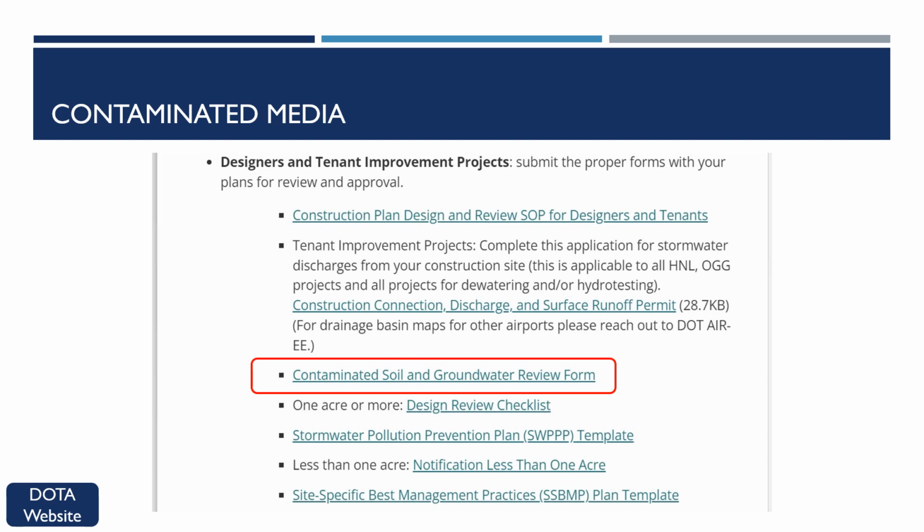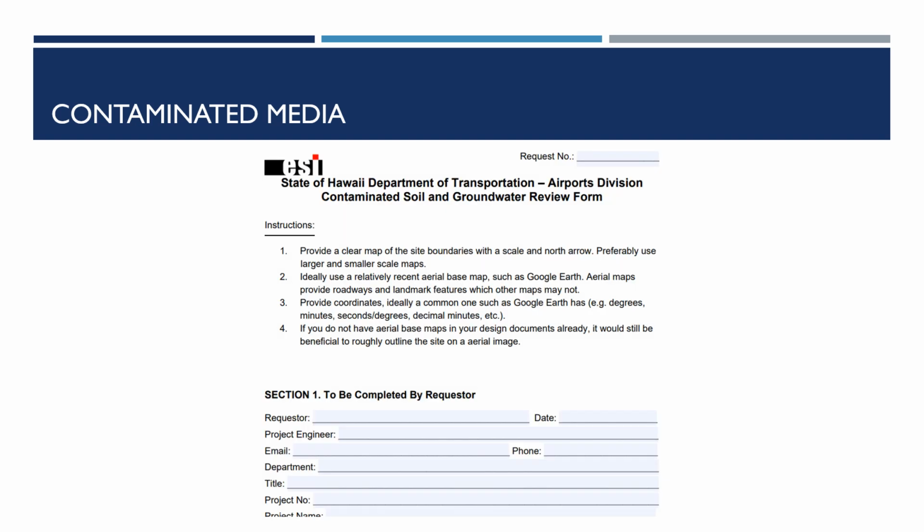Contaminated media. The project will first submit the DOT Airports Contaminated Soil and Groundwater Review Form during the project information step. Depending on the site information gathered by AIR-EE, a pre-construction subsurface evaluation sampling and analysis plan and associated subsurface evaluation report may be required.